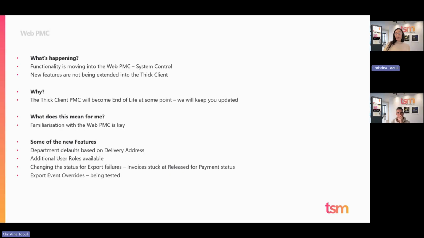Changing status of export failures. If you've got invoices stuck at release for payment in the Web PMC, you can remark them and flag them as cancelled or posted, if you want to, just to update the status and just remove them from the stack that's sitting there constantly. That's a feature, again, only available in the Web PMC. Export event overrides, that's something that's new, that's being released, that we are testing. So 25.3 is out, but I don't believe we're deploying it just yet because we're still carrying out some testing from our side.